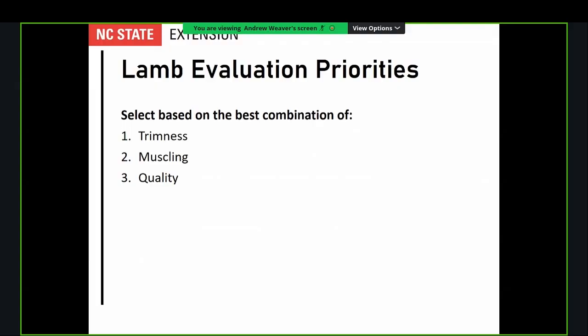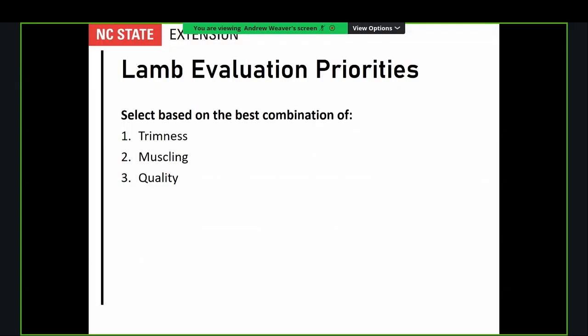And so I know you want high quality lamb, right? Sometimes we use that as kind of a blanket term to encapsulate all quality attributes. If we just put our meat science hat on for a second and think about it from that standpoint, quality more specifically refers to tenderness, juiciness, flavor, and factors that impact that. And so trimness becomes the number one priority.